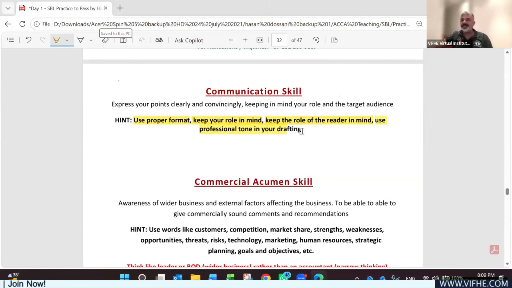Try to use a professional tone. So don't try to use casual wordings, casual jargon. No, you're talking to the board. So you should sound serious. You should sound professional. You should sound convincing.